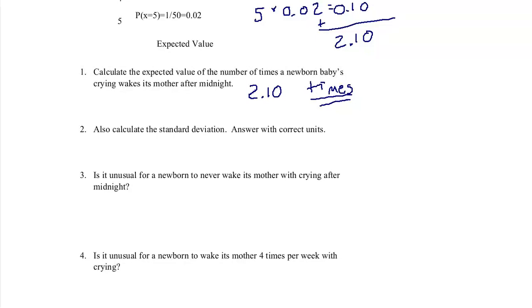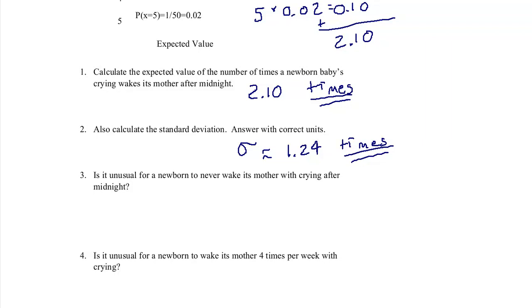Now our standard deviation, again, you're going to use your calculator, and we're going to use this symbol. We're going to get sigma. And our standard deviation is going to be about 1.24. What does that mean? That is also 1.24 times. That's how spread out our data is. 2.1 is our expected value with a spread of sigma of 1.24 times.